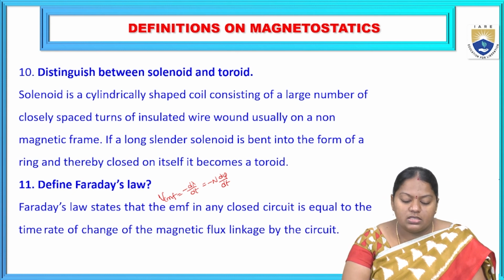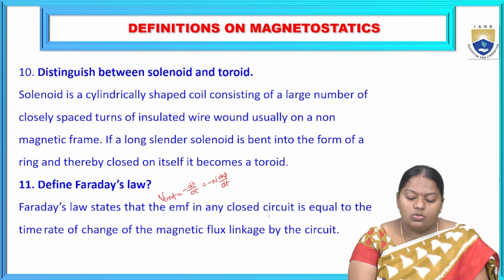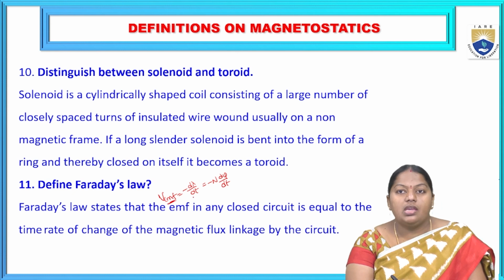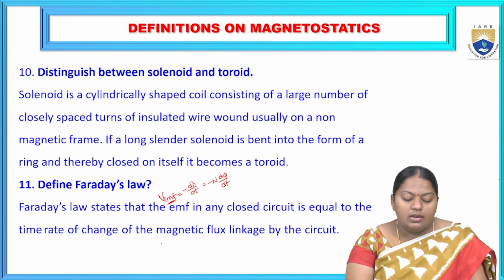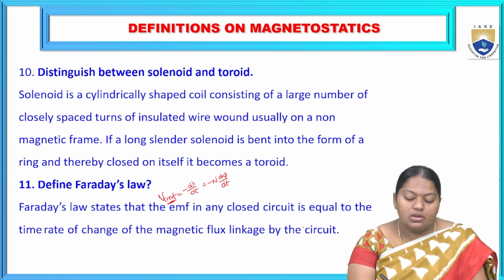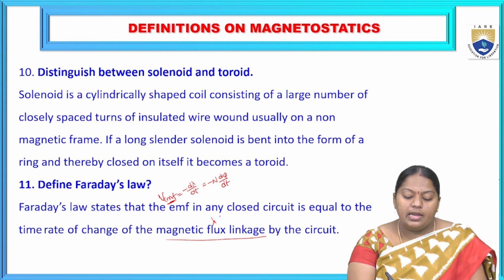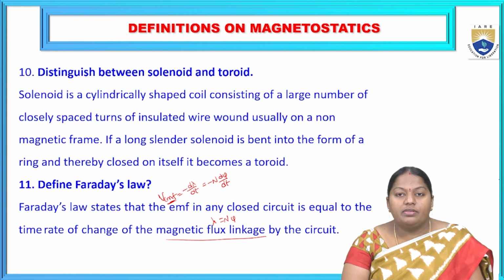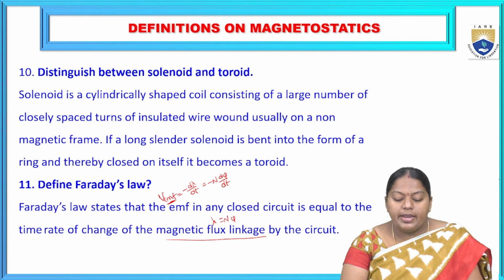Faraday's law states that the induced EMF in any closed conducting circuit, represented with V_emf, is equal to the time rate of change of magnetic flux linkage by the circuit, where the magnetic flux linkage is represented with λ and given by N into ψ. N is the number of turns in that particular coil and ψ is the flux through each turn.